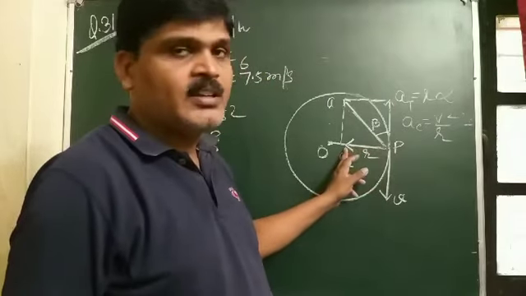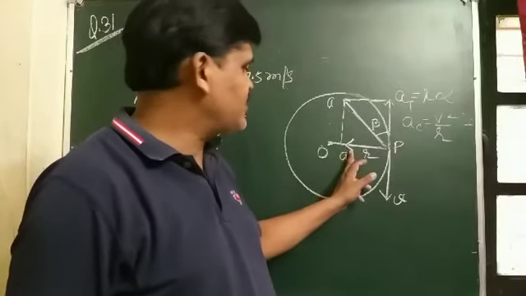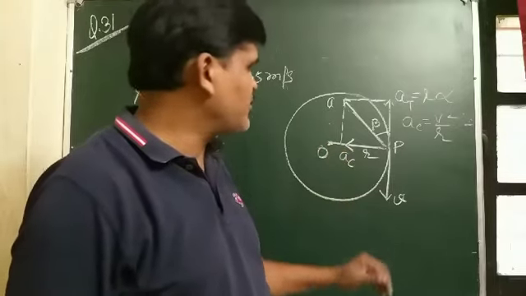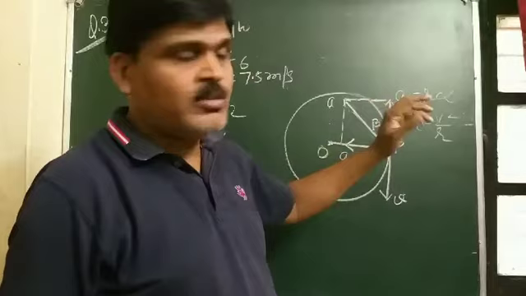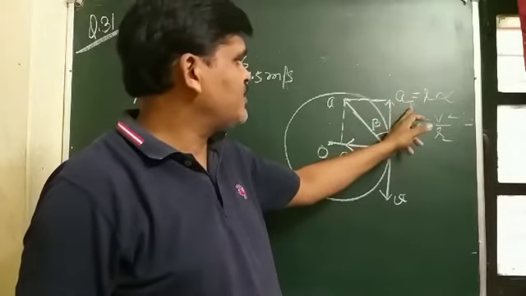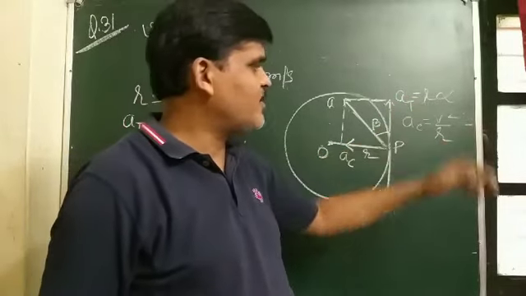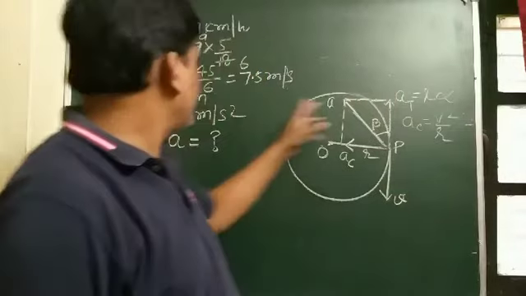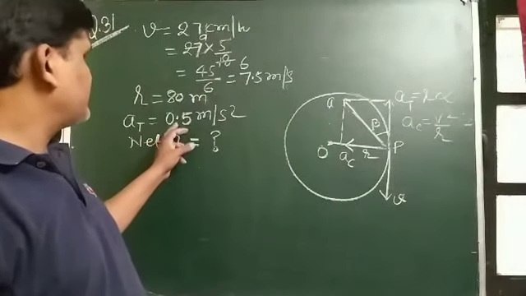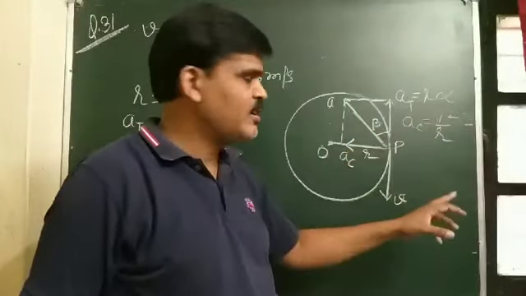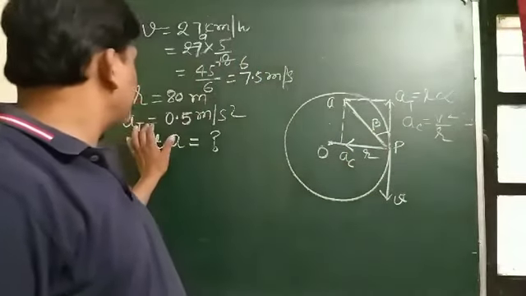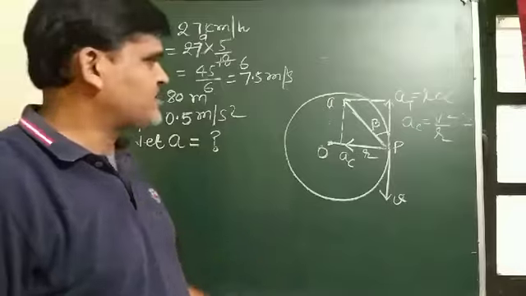Direction of what? Centripetal acceleration, which is acting towards the center of the circular path. And students, these two accelerations, the formula for tangential acceleration, that is what? AT equal to R alpha. But here the tangential acceleration is given directly, 0.5 meter per second square. So we directly use the value of tangential acceleration, 0.5 meter per second square.